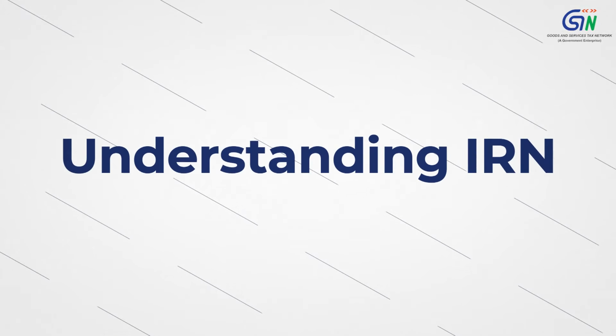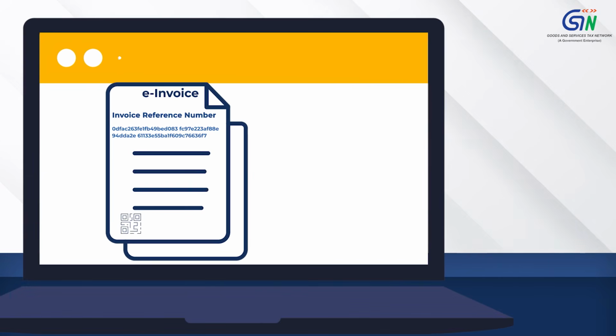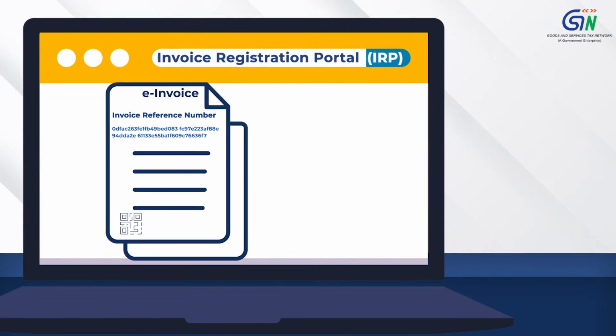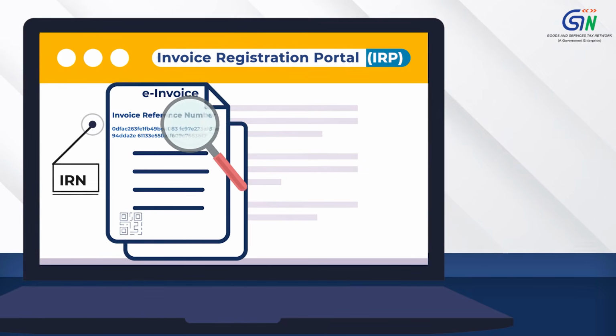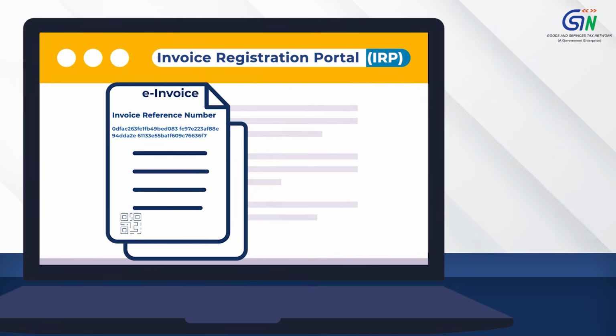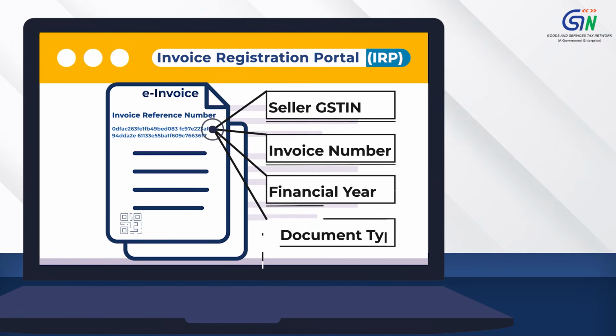Understanding IRN. The Invoice Reference Number or IRN is a unique 64-character alphanumeric hash generated by the Invoice Registration Portal for every e-invoice reported. It serves as a unique identifier for the e-invoice throughout its life cycle and is generated from 4 key parameters. These are seller GSTIN, invoice number, financial year, and document type.